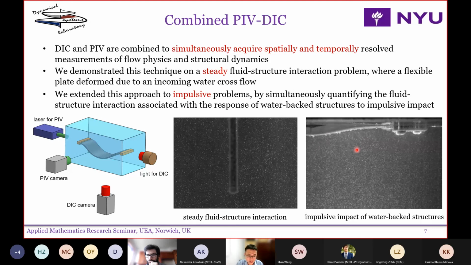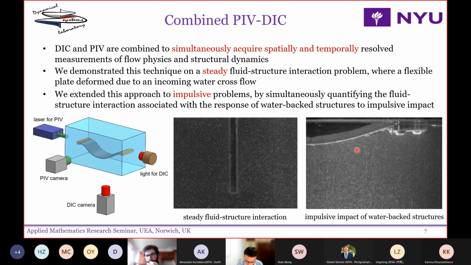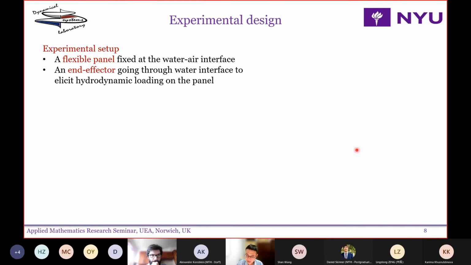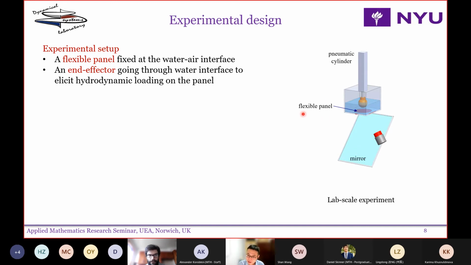The idea is to use the same approach to study the problem that we proposed in the very beginning, the problem of air-backed impact. So the first step is to make an experimental design in our lab. In real applications, the scale of the ship is normally on the order of tens of meters, but obviously we cannot have that large of a setup in our lab. So we built a smaller scale setup. We used a flexible panel to simulate a panel of the ship. One side of the panel is exposed to the air, and the other side is exposed to water. And to simulate the underwater explosion or underwater pressure wave that impacts on the panel, we used a solid sphere that goes through the water surface.